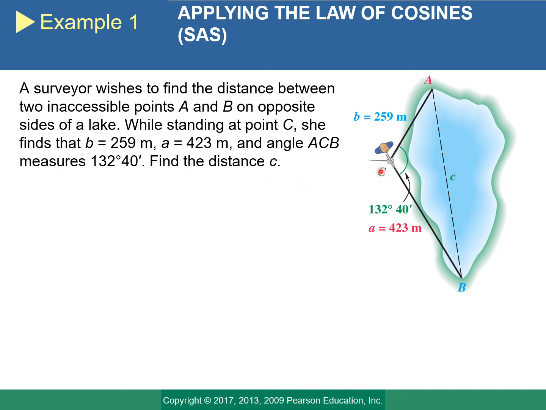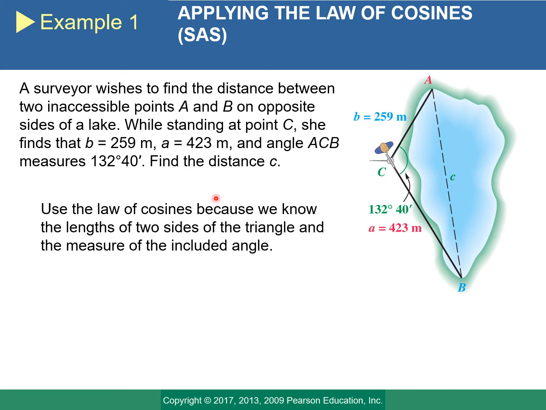We have this drawing here to help you visualize the triangle you're dealing with. You know this side length b, this side length a, and then you know the angle between those two sides. So this is case 3, the side-angle-side case, because the angle we know is between the two sides that we know. So we're going to use our law of cosines because of exactly the given information we were provided with.